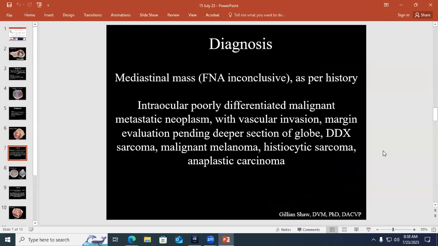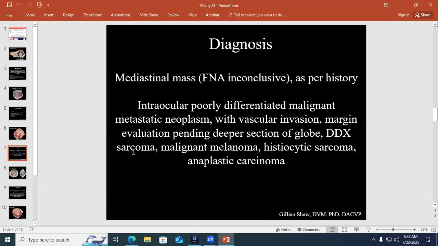So I called it a poorly differentiated malignant metastatic neoplasm with vascular invasion. I didn't come out and call it a sarcoma there just because I wanted to keep malignant melanoma on the differential list, and it is technically a sarcoma, but it feels weird to call it that.